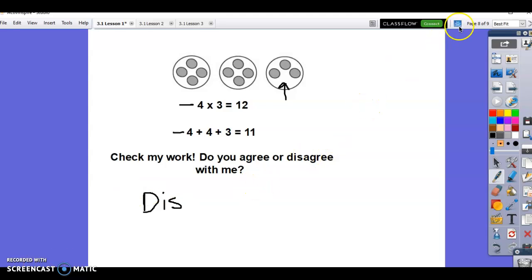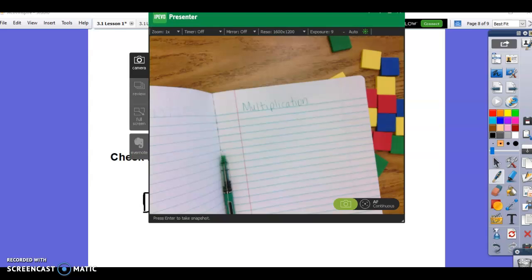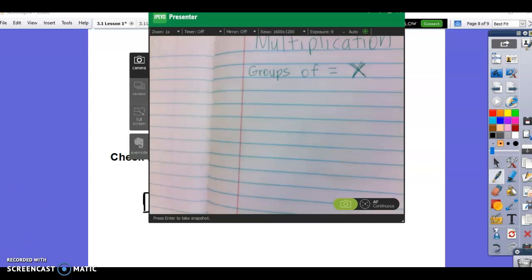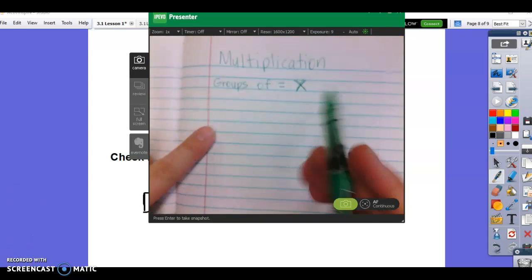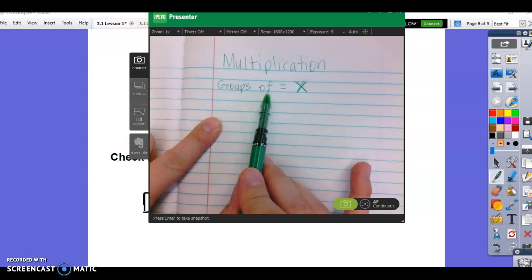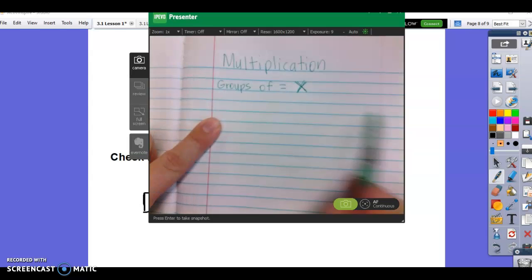So that is all of the slides for this, but now what I want us to do is go to our BOM, okay? And we're going to take some notes in our BOM about equal groups of and multiplication. So in your BOM, you may have to record or pause the video, but I want you to write groups of equals x. That stands for multiply, okay?